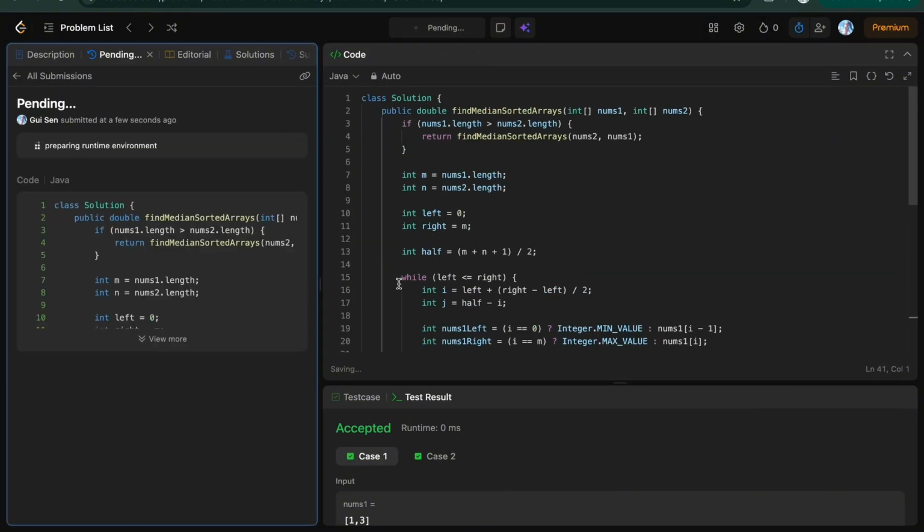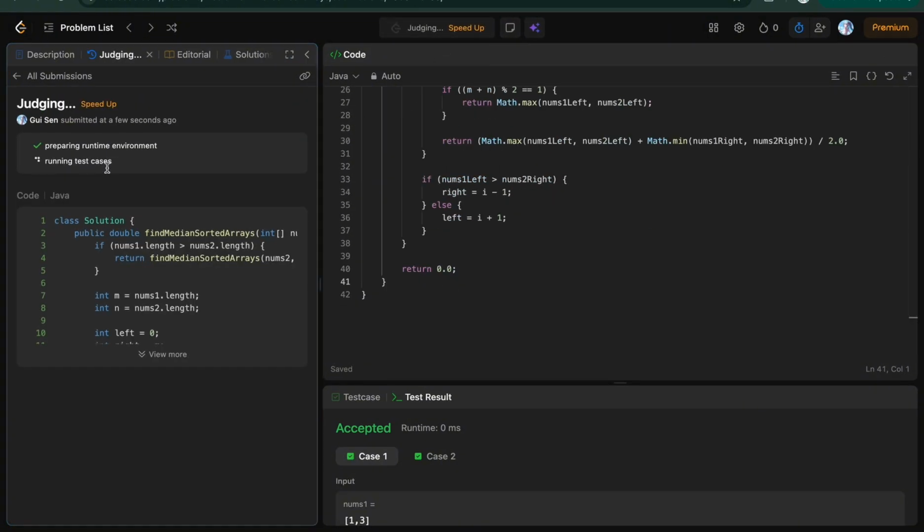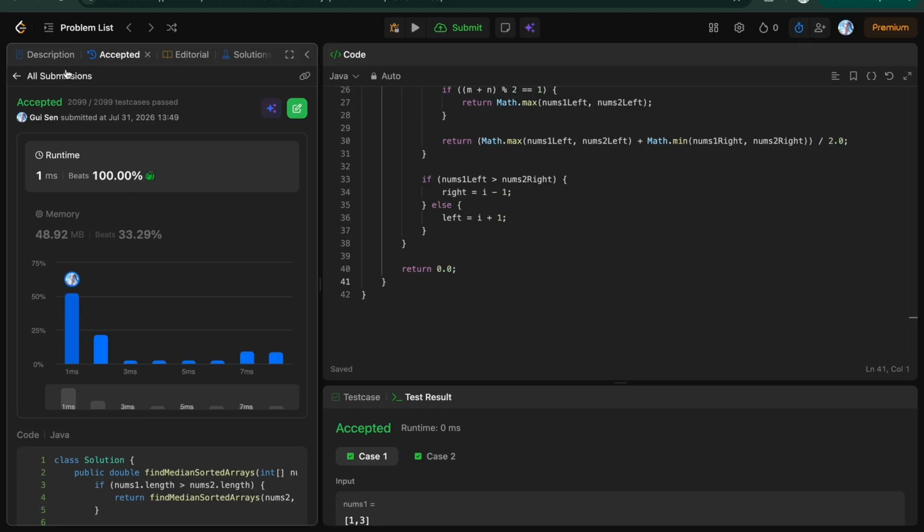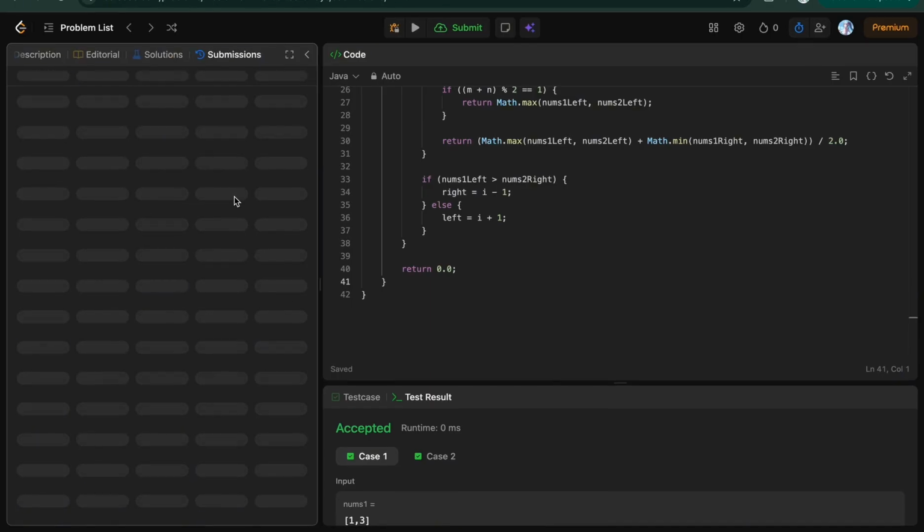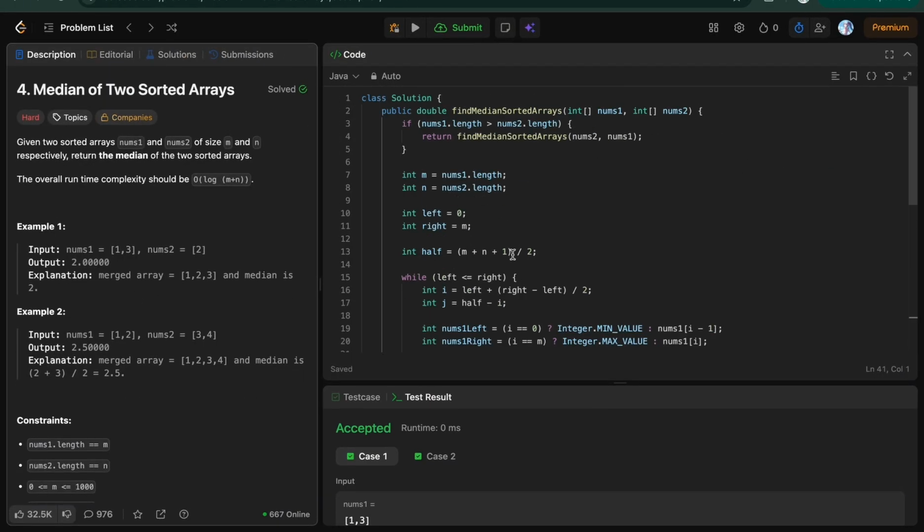Let me submit it one more time, just to make sure. Okay, so everything seems good. All right, so that's basically it. It is a hard problem. It takes a while to think about it. Technically it should be easy, but what they want is an overall runtime complexity of log of m plus n. So, yeah. Thanks for watching.